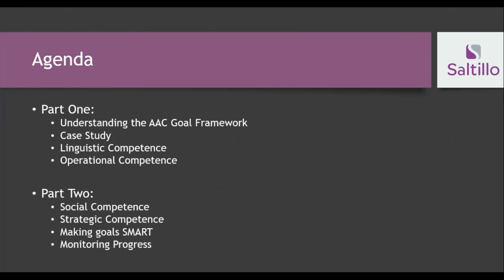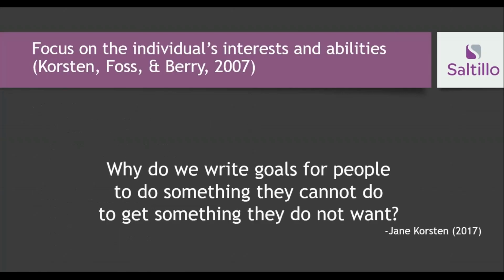And here are the topics we're going to unpack today. For part one, we're going to go through understanding the AAC goal framework. I'll introduce a case study that we have sample goals and objectives for. The framework is heavily based in the communicative competencies. So today we'll be reviewing linguistic and operational competence. And then tomorrow we'll review social and strategic competence, as well as making goals SMART and monitoring progress.